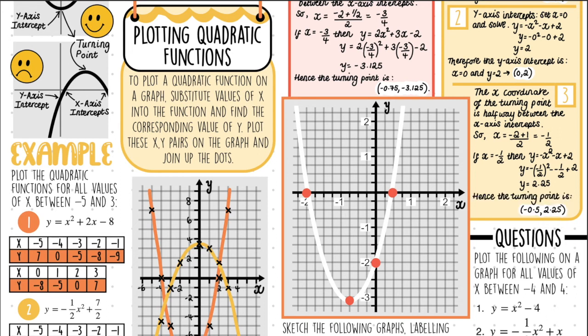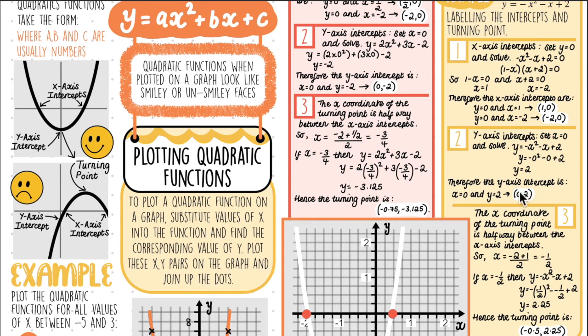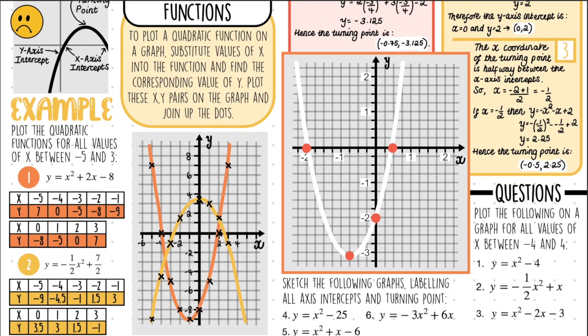Okay, so we found all the key characteristics. We have found the x-axis intercepts, we've found the y-axis intercept, and we've found the coordinate of the turning point. All we have to do is plot these points on this graph here, and then using our knowledge of what a quadratic function looks like when plotted, we'll join up those points and we're done sketching that quadratic function.